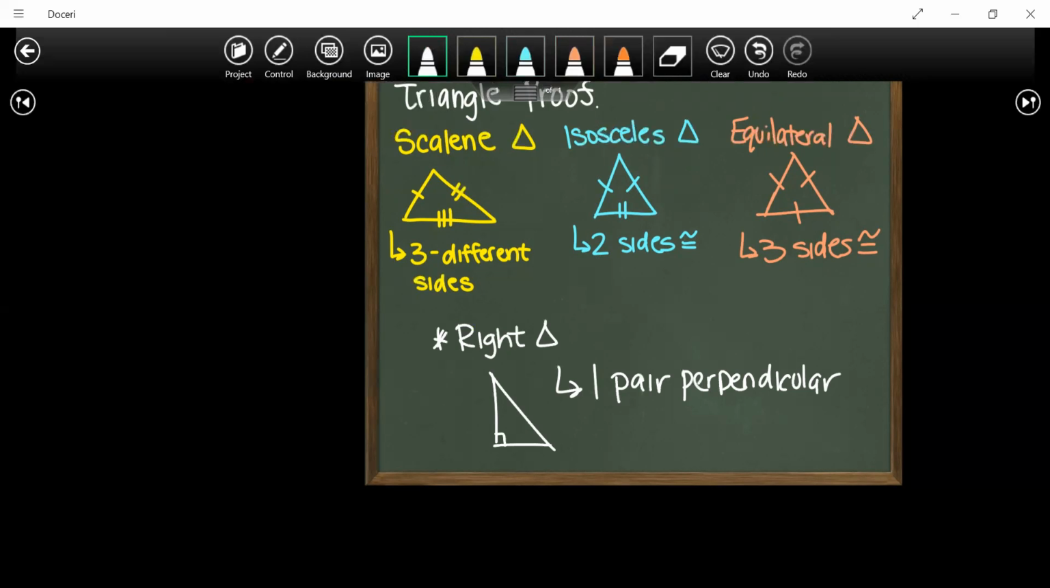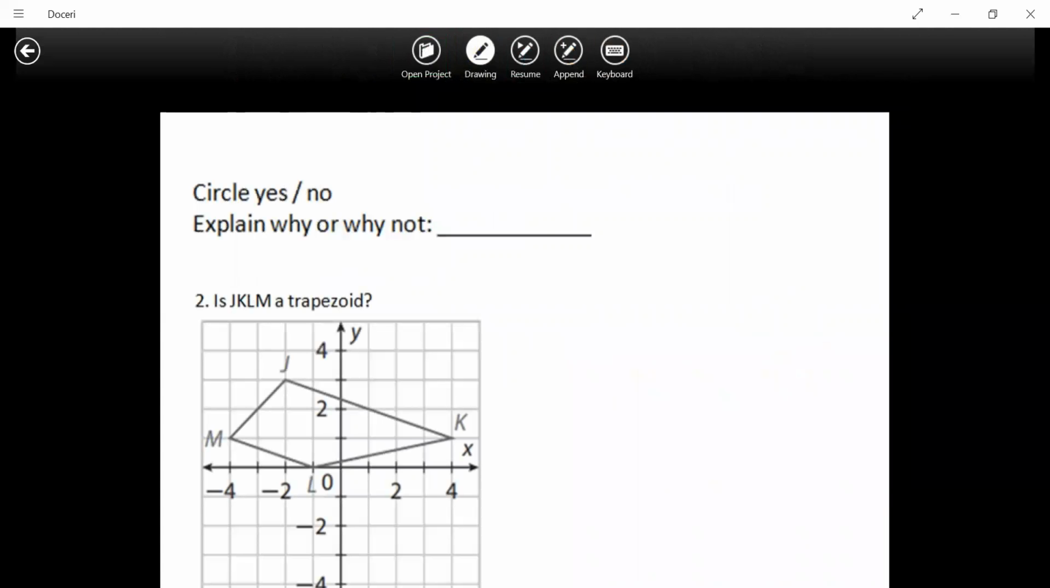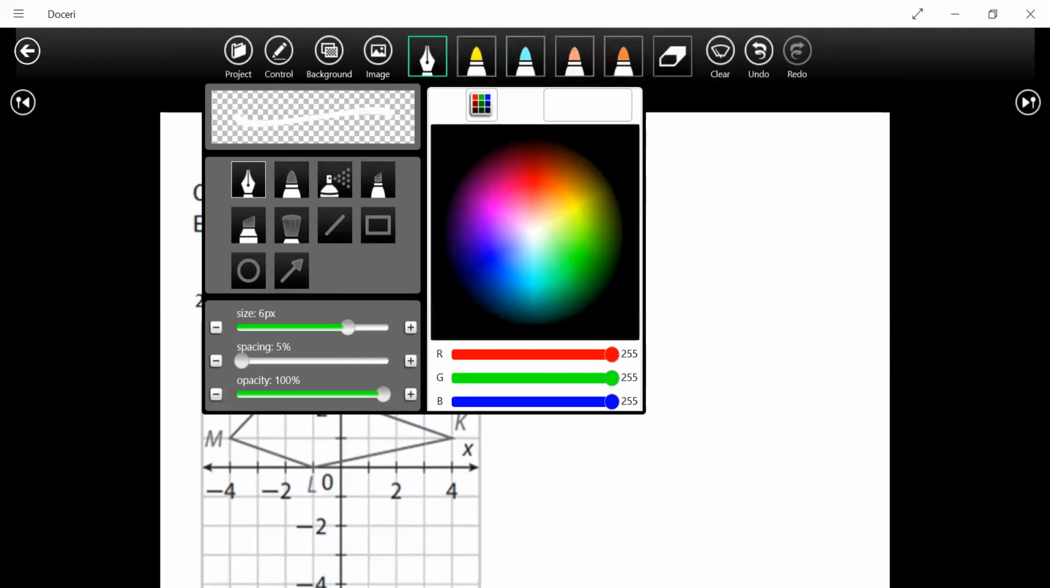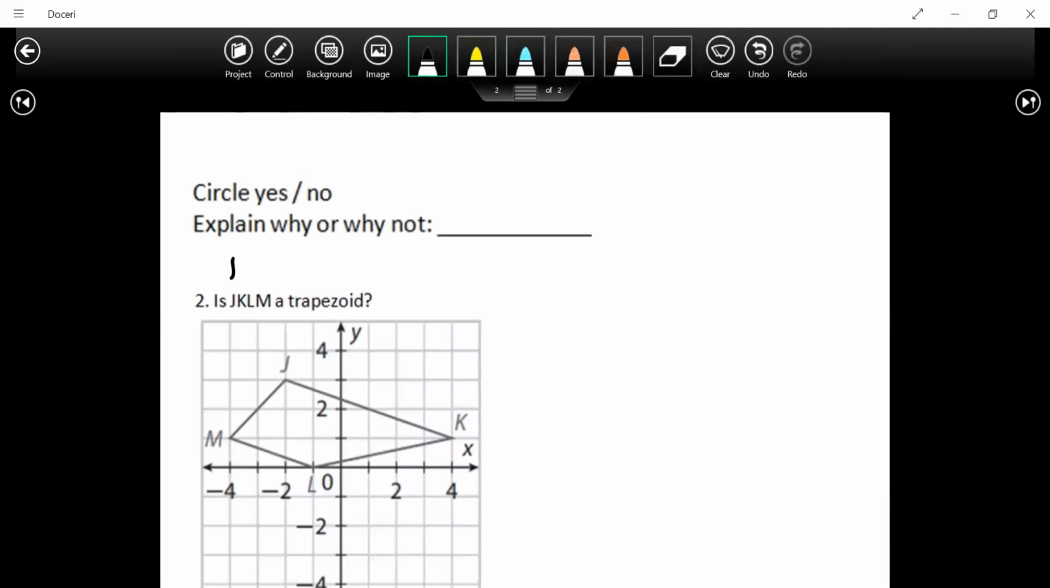Let's keep going. Let's try this one. I'll write down the points. J is at -2, 3. K is at 4, 1. L is at -1, 0. And M is at -4, 1. Explain why or why not JKLM is a trapezoid.